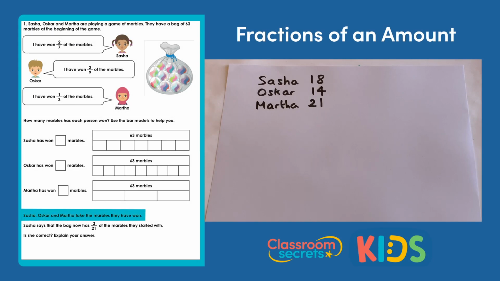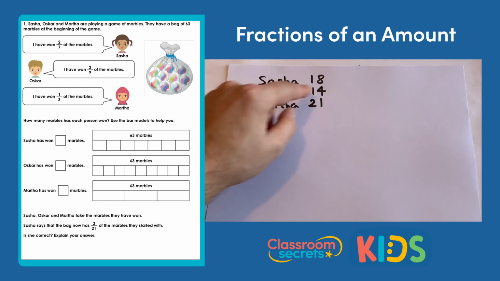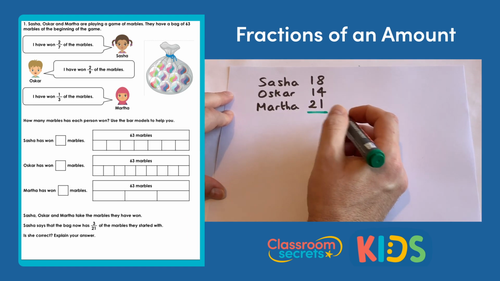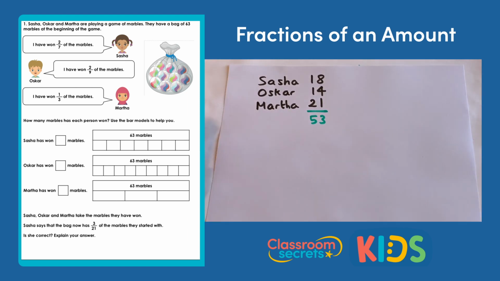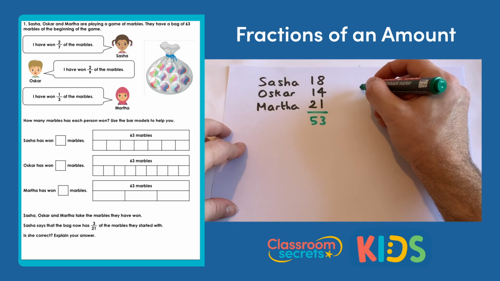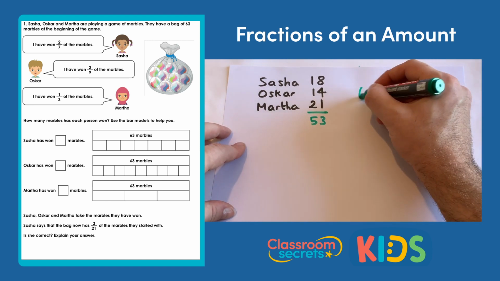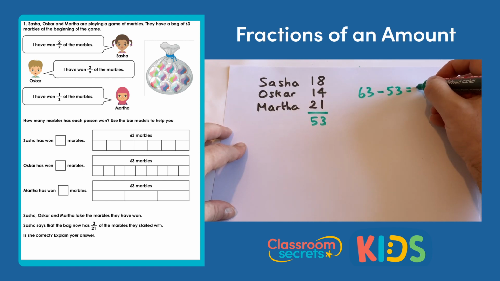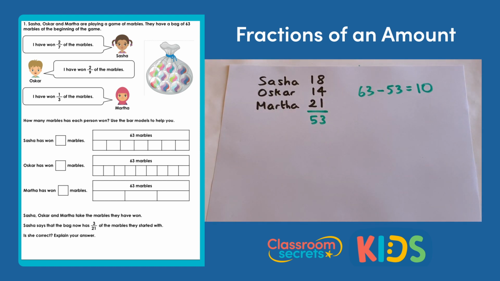The last part of the problem says Sasha, Oscar and Martha take the marbles they have won. Sasha says the bag now has 3/21 of the marbles they started with. Is she correct? Explain your answer. So Sasha won 18 marbles, Oscar won 14 and Martha won 21. So together, if we add those 3 totals up, that would make 53 marbles. So they won a total of 53 marbles between them. If we take that out of the bag, which had 63 marbles in, if they take their 53 marbles out, there'll be 10 marbles left in the bag.